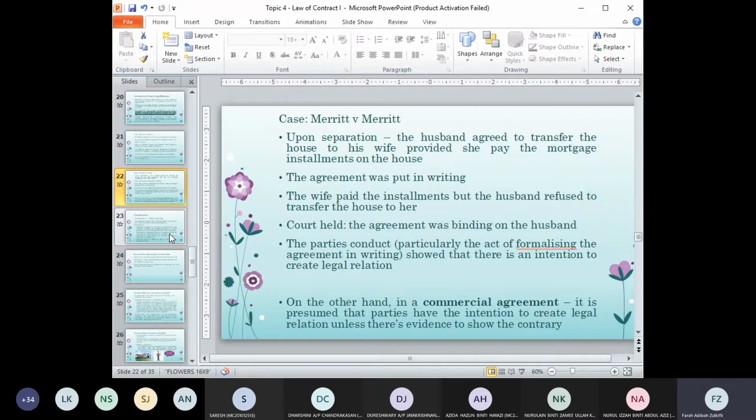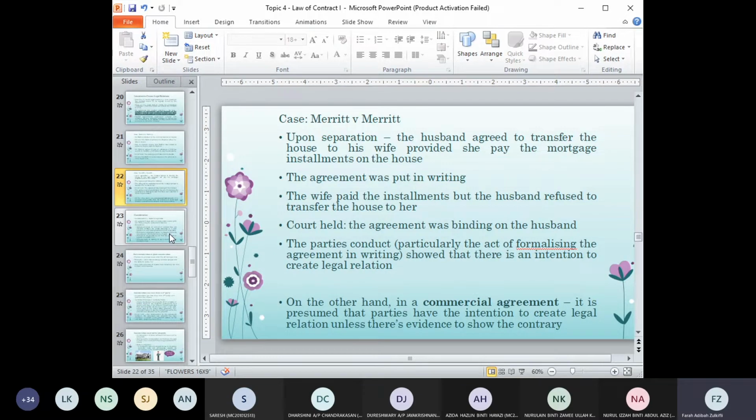So that's why I said if you want to have an agreement, especially with people you have a close relationship with, whether with your friends, your parents or your siblings, it is better for you to put it in writing. When you put it in writing, you can argue that there is evidence to show that there is an intention to create a legal relation between you two. So it becomes a contract that is enforceable under the law.